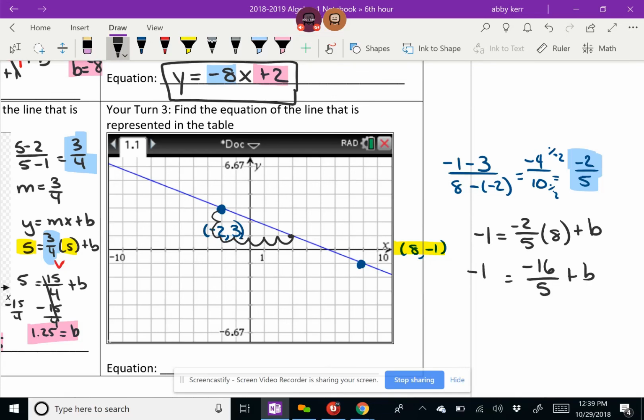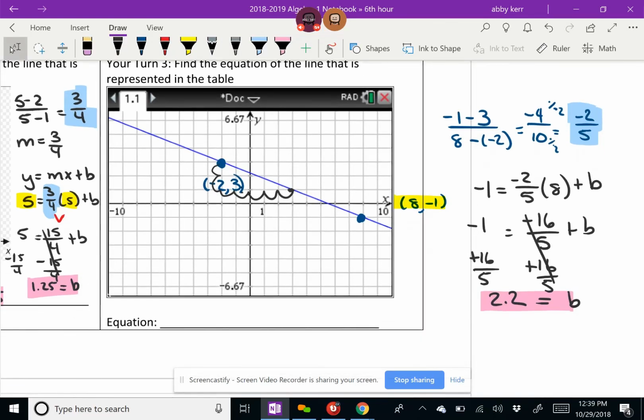Now to undo a negative fraction, we're going to add the fraction to both sides. So we're going to have -1 plus 16/5. And you're going to get b equals 2.2. So we're going to create our equation with 2 variables. So our m is -2/5, and then our b value is a positive 2.2.